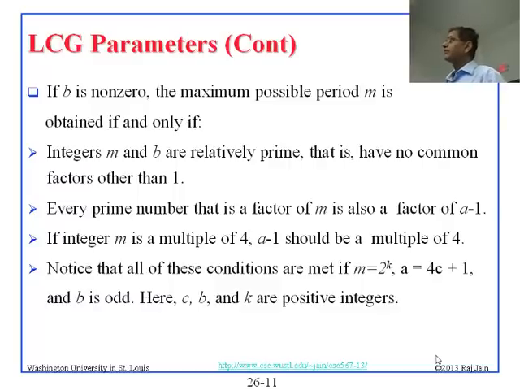And notice that all these conditions are met if M is equal to 2 raised to K, A is equal to 4C plus 1, and B is odd. So if you do those things, M is equal to 2 raised to K, take any value of K, 2 raised to 15, 16, 32, 64. A minus 1 should be a multiple of 4. That means A should be 4C plus 1 for some value of C. And B should be odd. If B is odd, then M and B will have no common factor, because M is 2 raised to K and B is odd. So it's very easy to satisfy those three conditions.